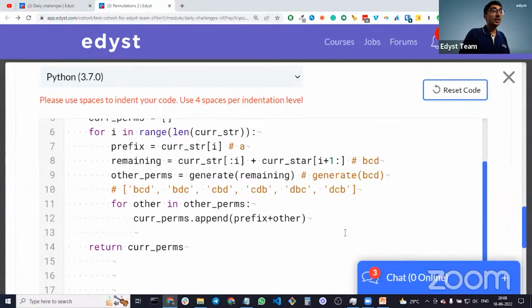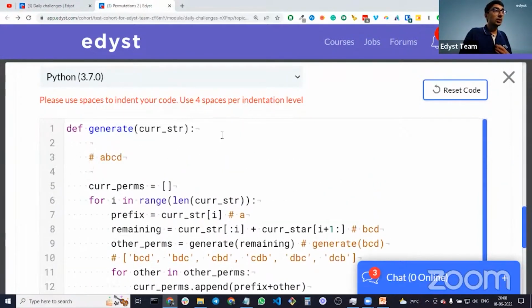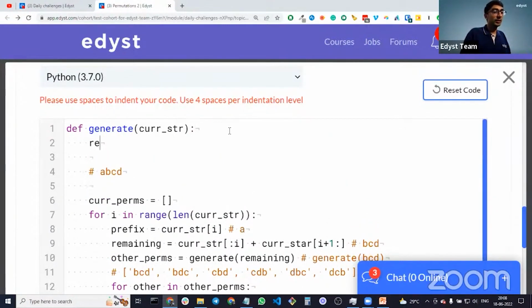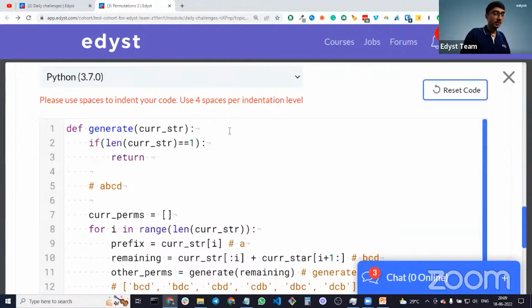Okay. Is other permutations a list? Yes, other permutations is a list. This means the generate function should return a list, which is what I'm doing. This will keep going on until I reach the final element. So I say if len of current_str is equal to 1, I'm going to say return current_str. That's it. Just that one thing.